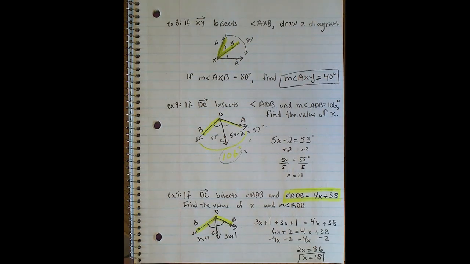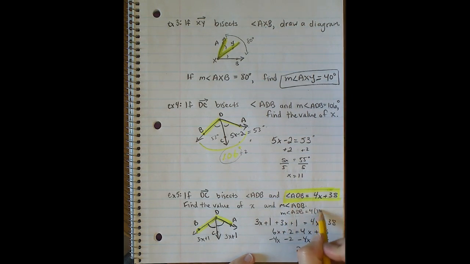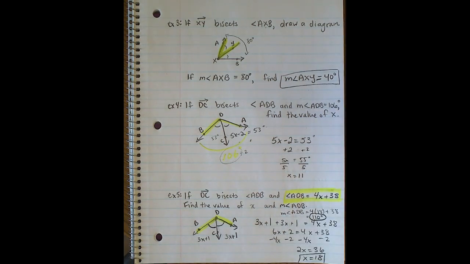So we get a final answer of x equals 18. So remember, that's not the angle measure. That's just a missing value that's a placeholder for our variable. So if I wanted to find the measure of angle ADB, I'm going to take that value for x, plug it in here, and simplify. So this should give me 110 degrees for my total angle ADB.